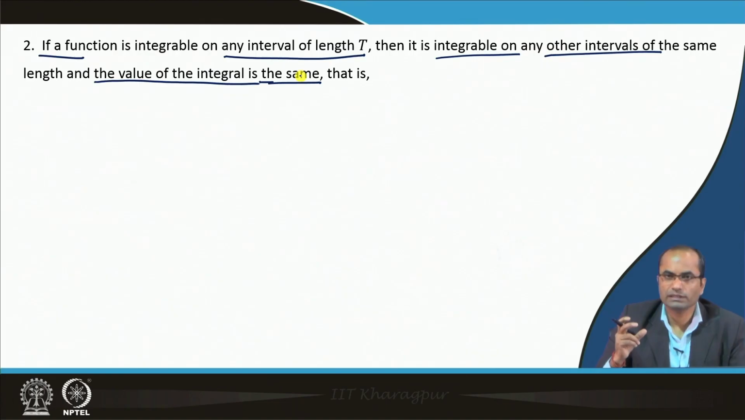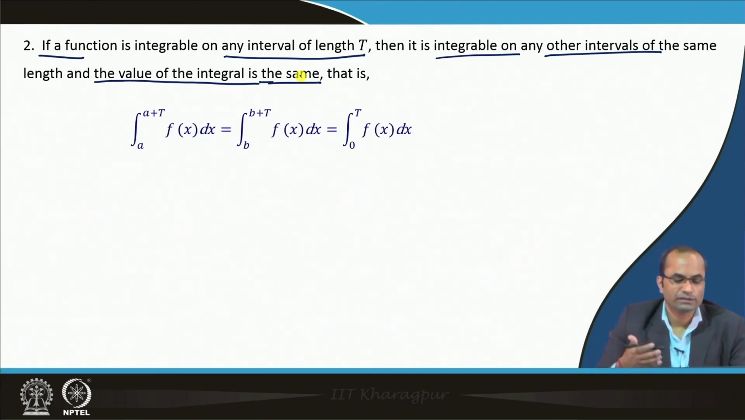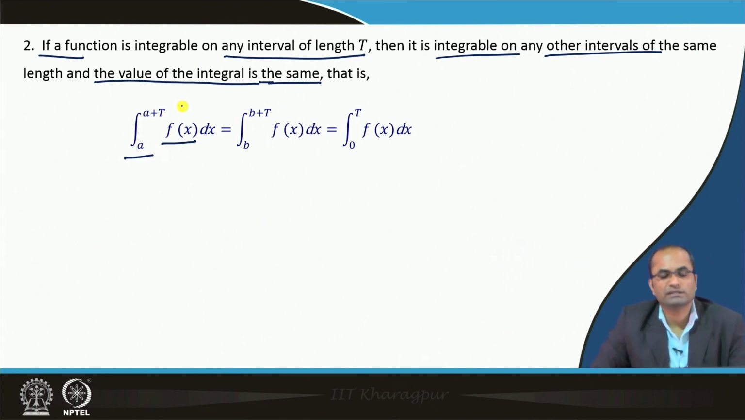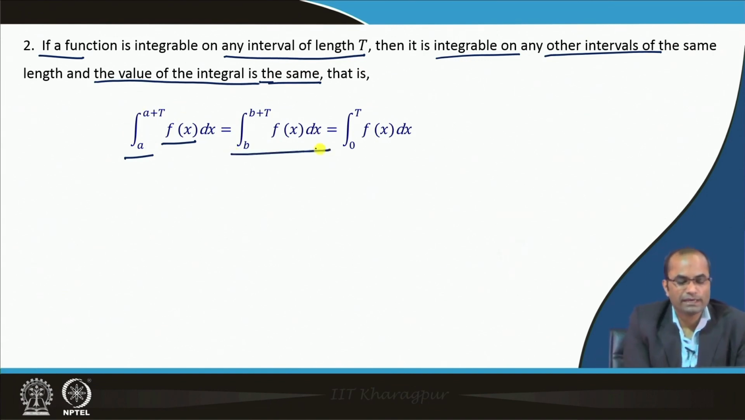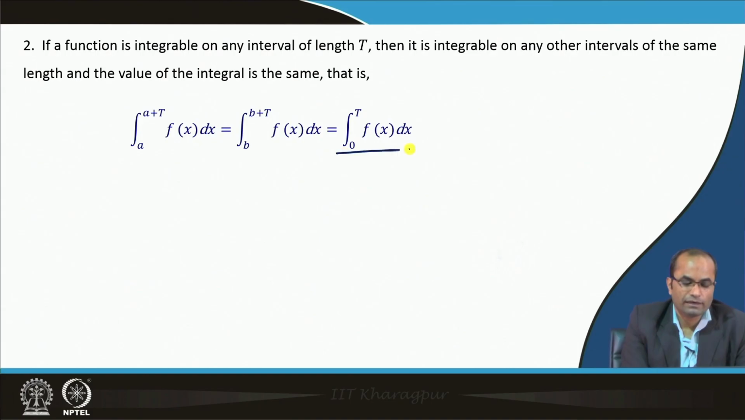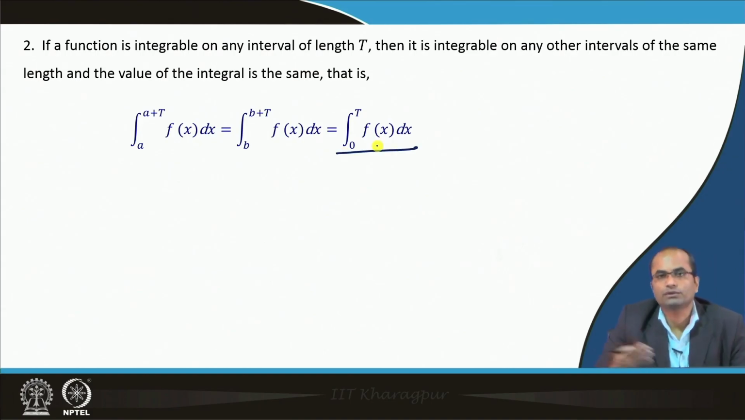Only we have to see the length of the interval over which we are integrating. Then the value of the integral is going to be the same. Let me elaborate more. If f(x) is periodic with period T, then if we integrate from a to a plus T, the value will be the same as if we integrate from another point b to b plus T. Here the length is T, here also the length of this interval is T, and that value will be the same if we integrate from 0 to capital T.